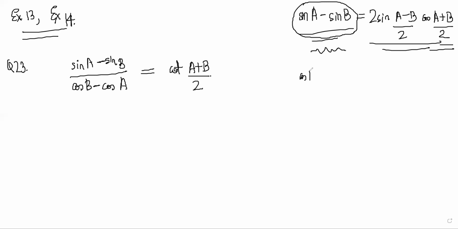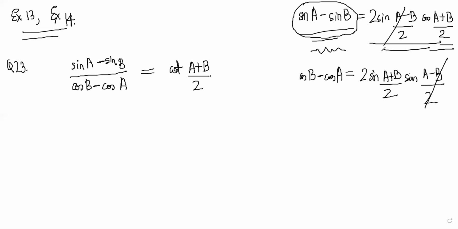So cos B minus cos A, for example, will be 2 sine (A plus B) by 2 and sine (A minus B) by 2. This is what is coming. So immediately if you see, if I divide this, automatically this part is cancelled, right?